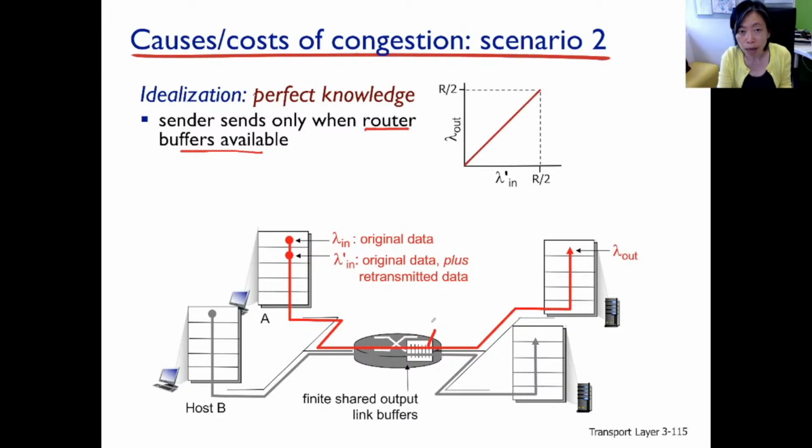Now in this case, there's no need for retransmission either, so lambda in prime is essentially the same as lambda in, and lambda in is essentially lambda out. So you see the same curve. We could have lambda in increasing, and we get the same lambda out up to the capacity of the link.